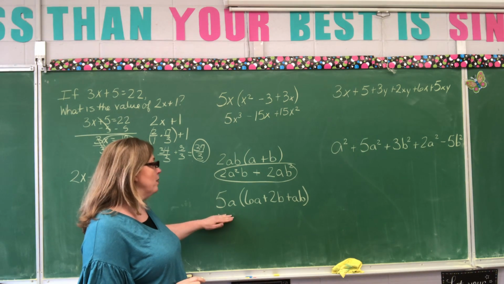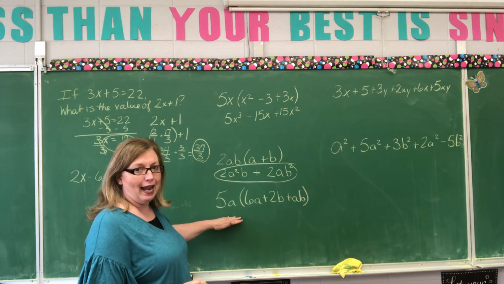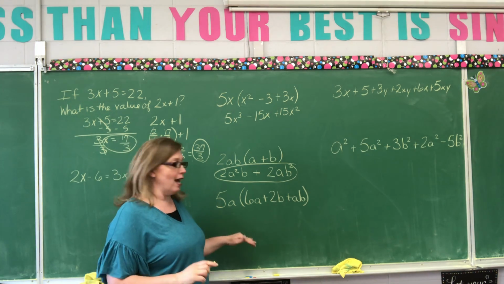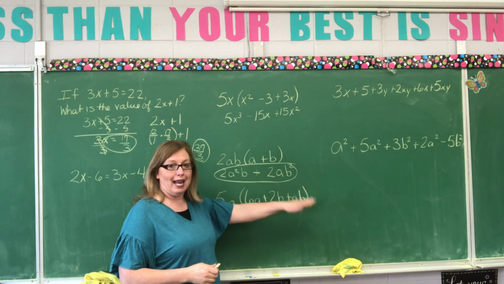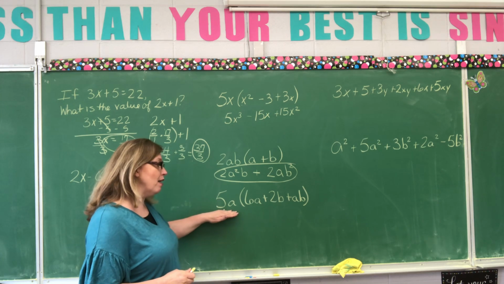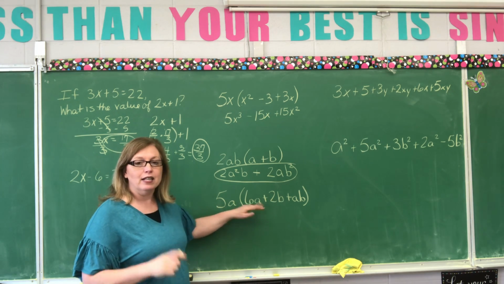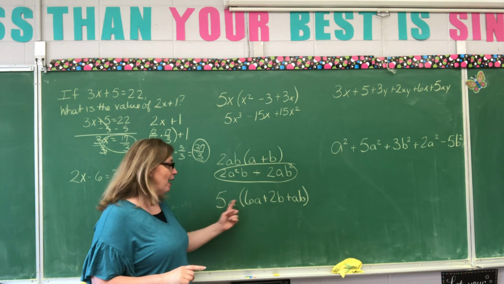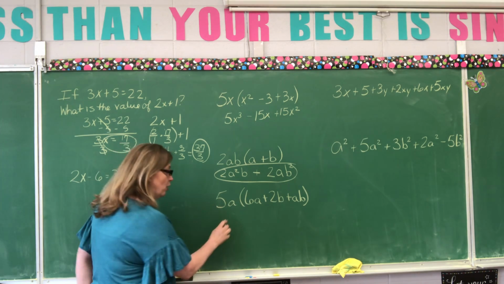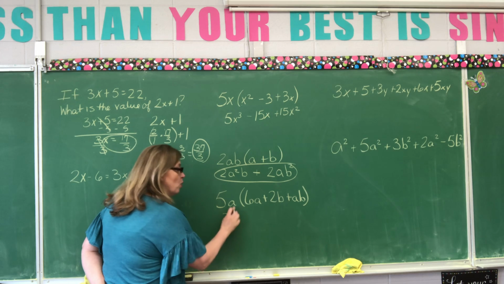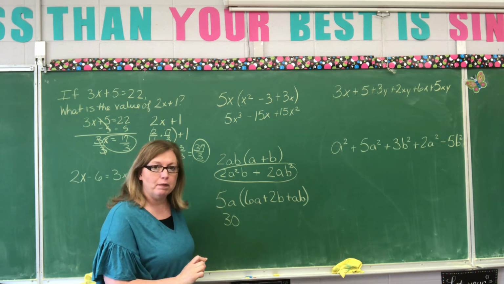Okay, let's look at this one. What if you have 5a and you need to distribute that among the 7a plus 2b plus ab? Okay, so we're going to say 5a times 6a. Take your coefficients, 5 and 6, those are called coefficients, multiply them, and you get 30. What are you going to do with the a's? Make it a squared.